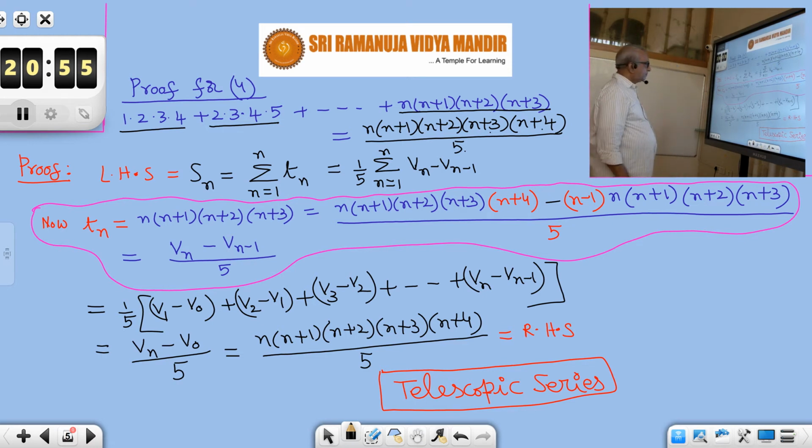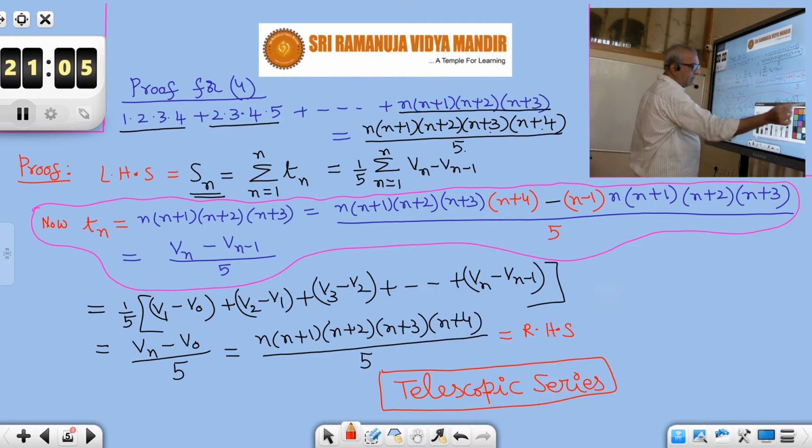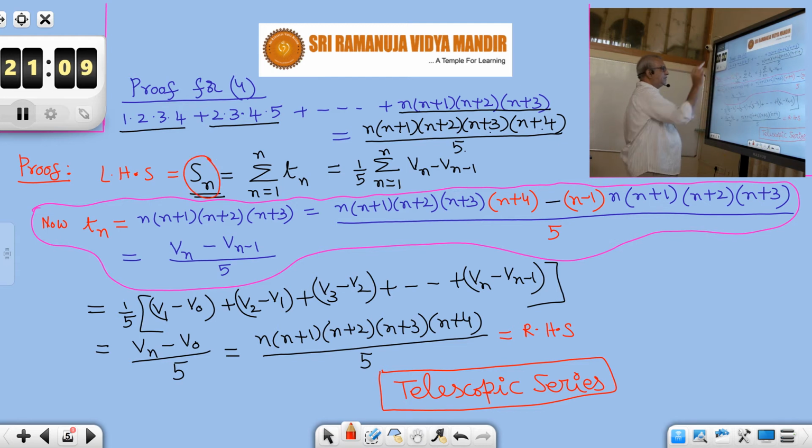So, let us consider the left hand side. Left hand side is sum of n terms of a particular series. Any series, sum of n terms is denoted by the symbol Sn. So, Sn is equal to sigma Tn. But what is Tn?